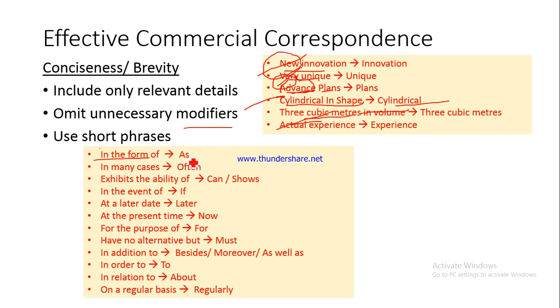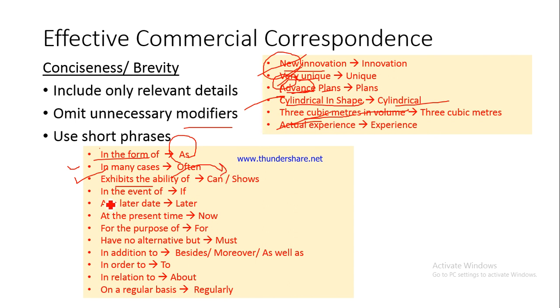Use short phrases instead of in the form of. You can write as. In many cases it has been seen. Instead of that you can write often it has been seen. This student exhibits the ability to coordinate well with others. Rather than that, I can simply say this student shows the ability to coordinate with others. So I don't need to use these long phrases, I can use their short forms.